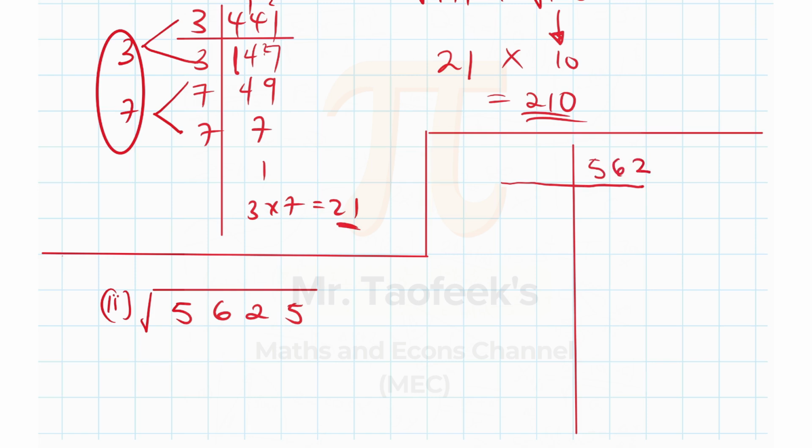So 5625. Can 3 go? I know 2 cannot go because it ends with 5. Can 3 go? We add 5 plus 6 plus 2 plus 5. 5 plus 6 is 11, 11 plus 2 is 13, 13 plus 5 is 18. Yes, 3 times 6 is 18. So 3 can go. 3 in 5 is 1, with a remainder of 2. 3 in 26: 3 times 8 is 24, so it goes 8 times in 26, with a remainder of 2. So in 22, 3 in 22, that's going to be 3 times 7, 21.